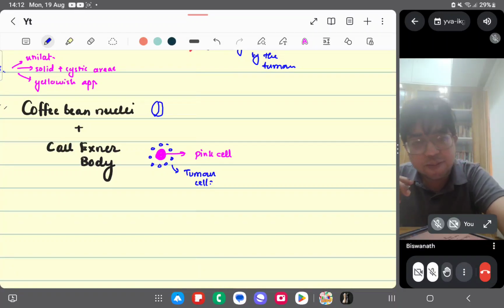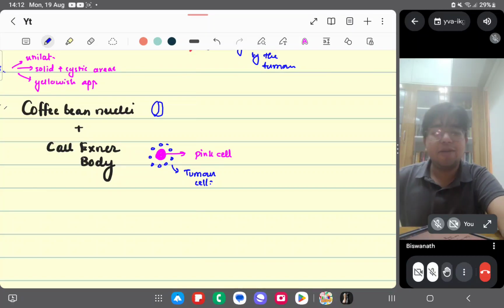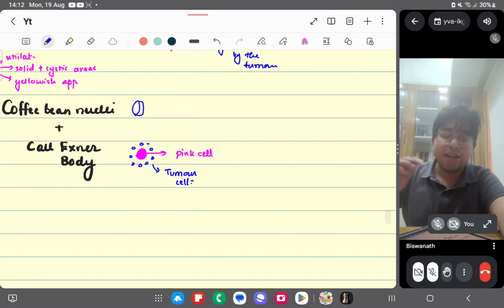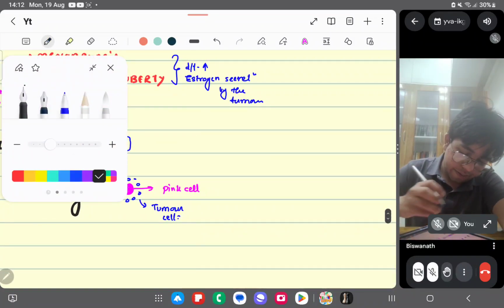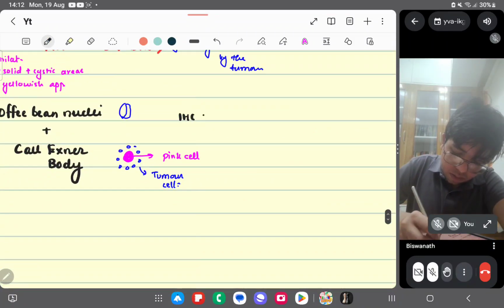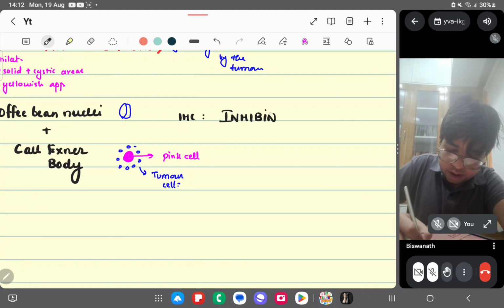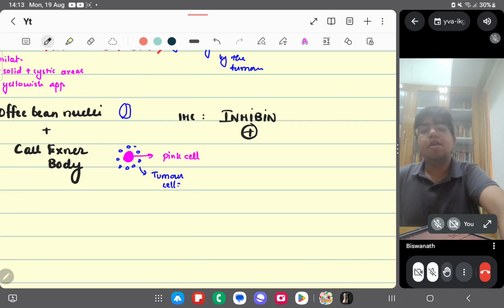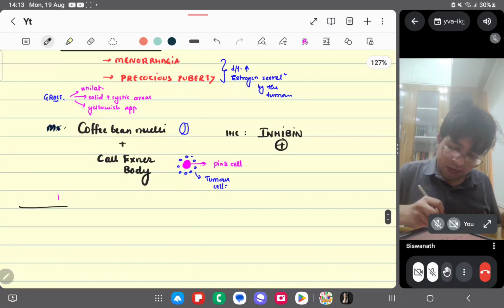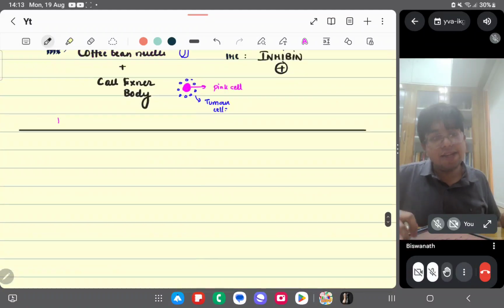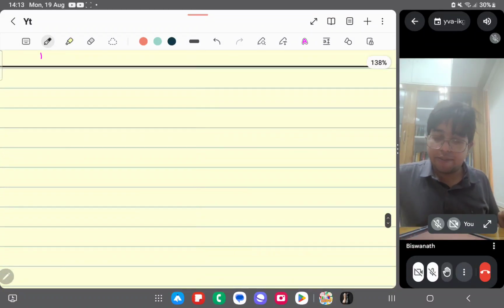Okay, the microscopy. And in immunohistochemistry, there will be inhibin present. Important thing, as estrogen is present, right? So as the IHC marker you can write inhibin. Inhibin positive. Done. So that's all in the granulosa cell tumors. Next, we'll start with the epithelial cell tumors, the tumors of epithelia.